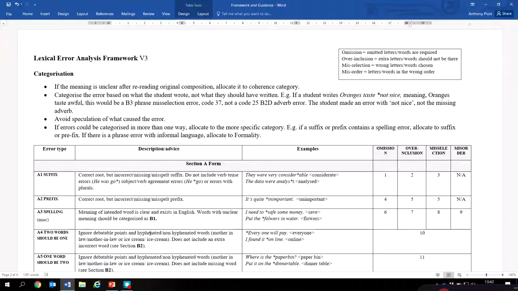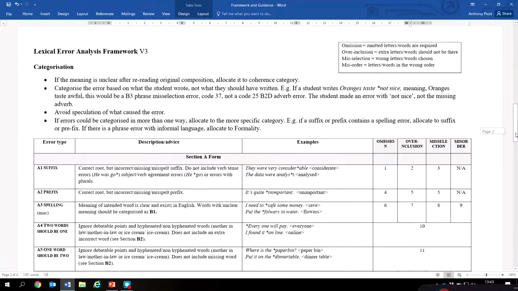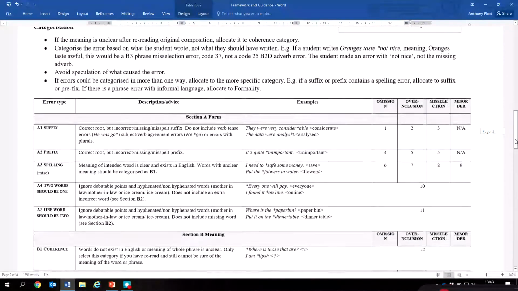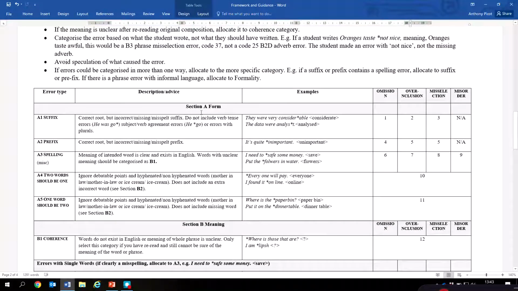In the error type column, it's broken down into two broad areas, as many previous frameworks have been. It's broken down into form for section A, and section B is meaning.